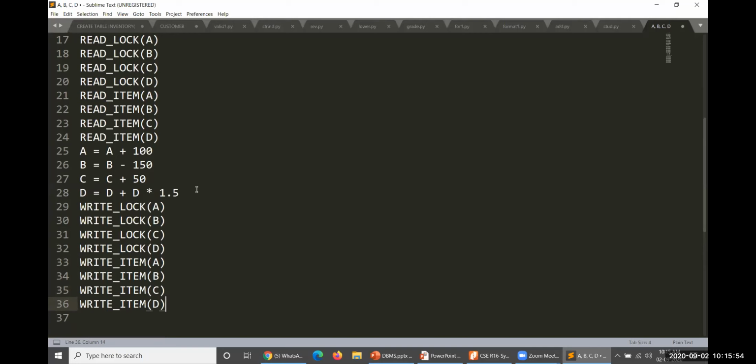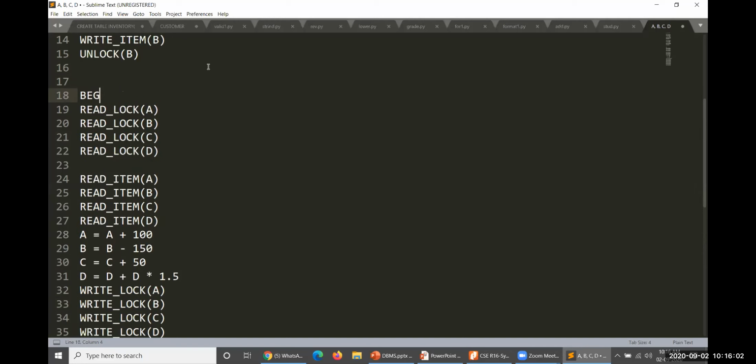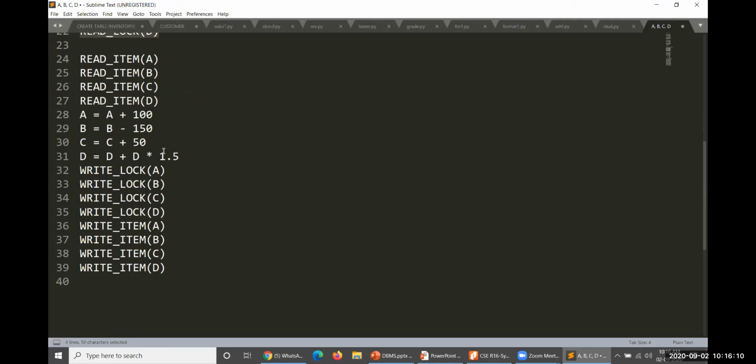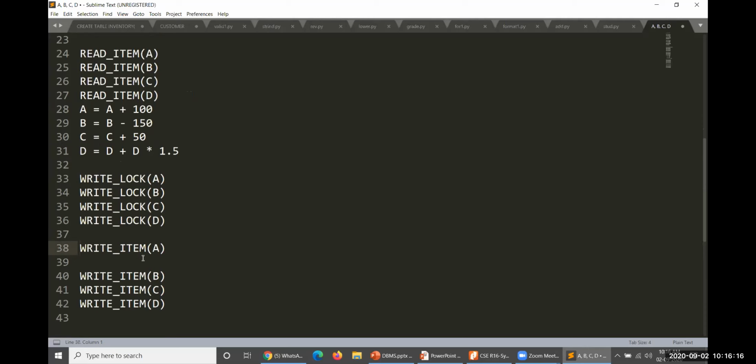After this, I hope that you have understood up to this moment. All these things will be here. The transaction will get started here with Begin transaction. All read locks will be acquired at this place. All write locks will be acquired at this particular place.